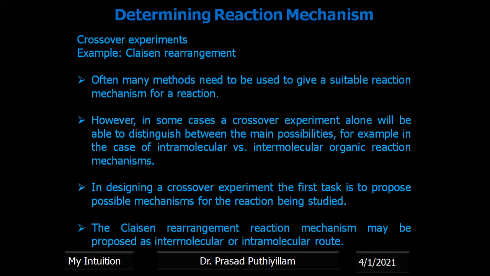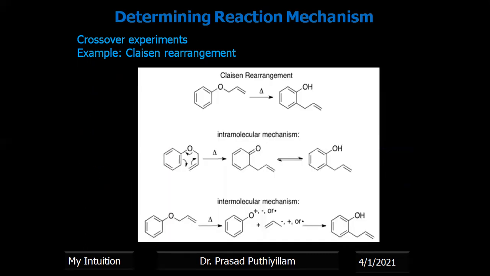mechanism. So in designing a crossover experiment, the first stage is to propose different possible mechanisms for the reaction that we are going to study. For example, in Claisen rearrangement, two types of reaction mechanism are possible. One is intermolecular as well as the other one is the intramolecular route, which is represented here, the Claisen rearrangement. So this is a rearrangement which can be explained by intramolecular as well as intermolecular.